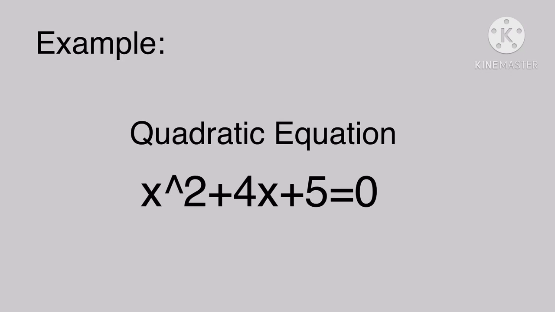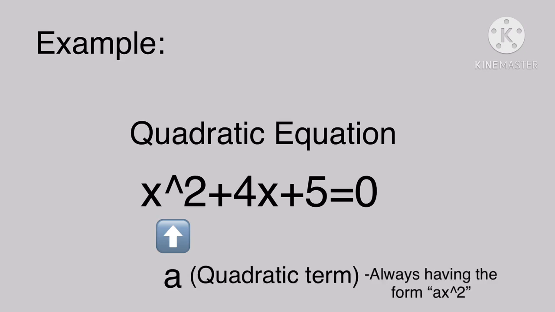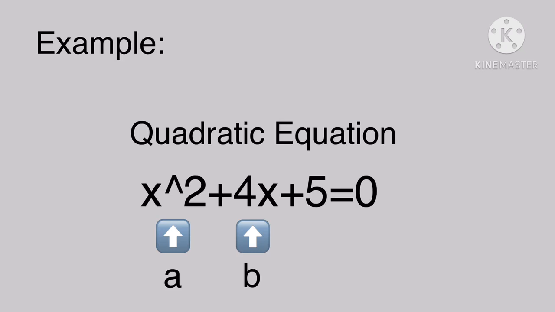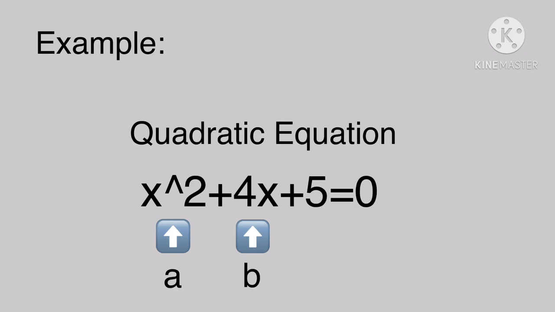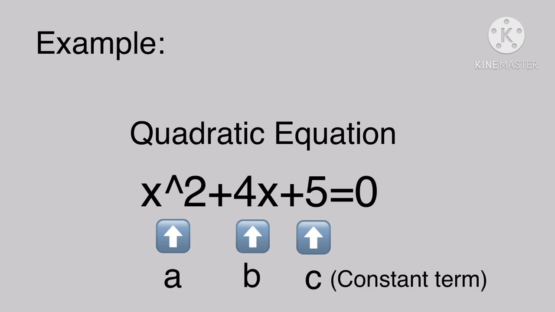In identifying the values of the variables a, b, and c, we must know that this is where variable a is located. This term is called the quadratic term. And this is where variable b is located. This term is called the linear term. And lastly, this is where variable c is located. This term is called the constant term.